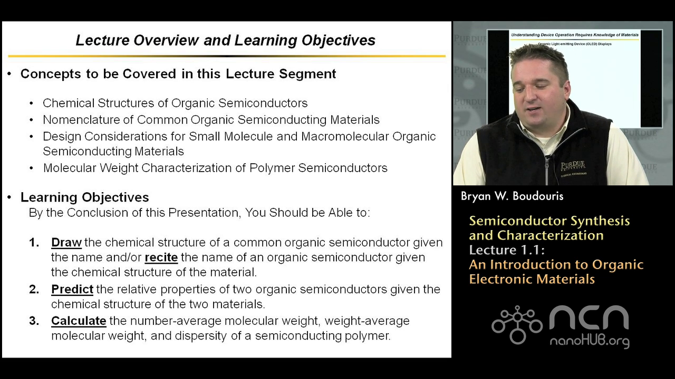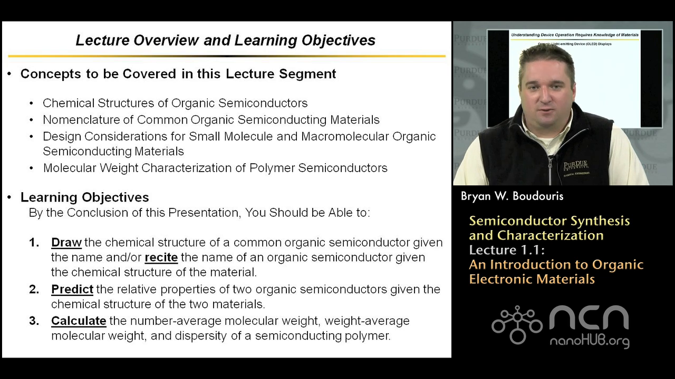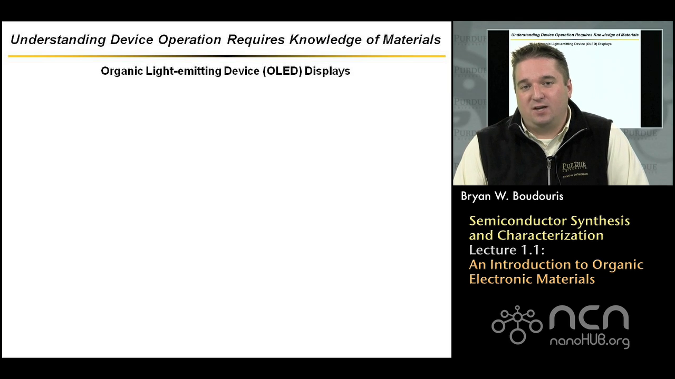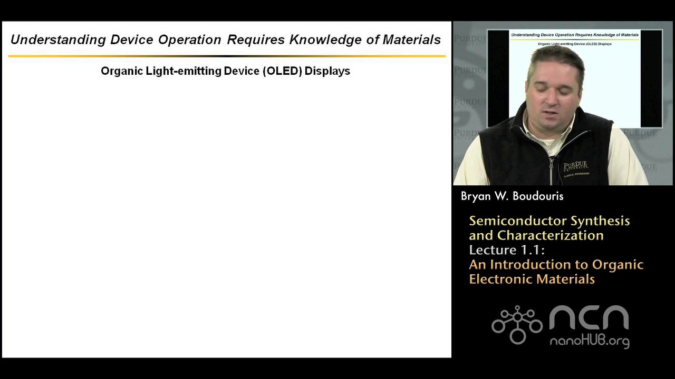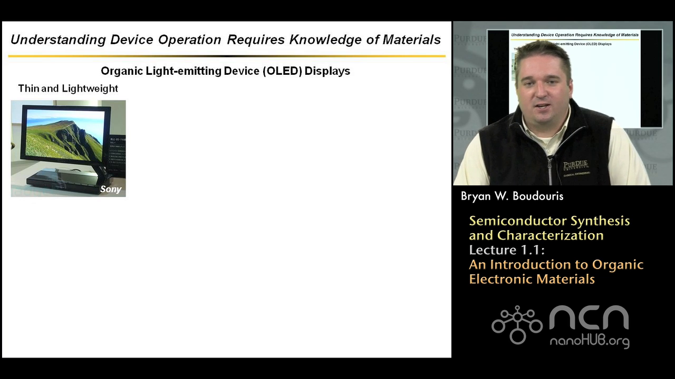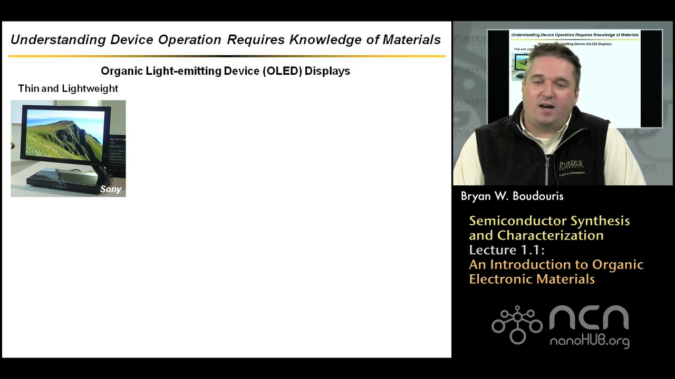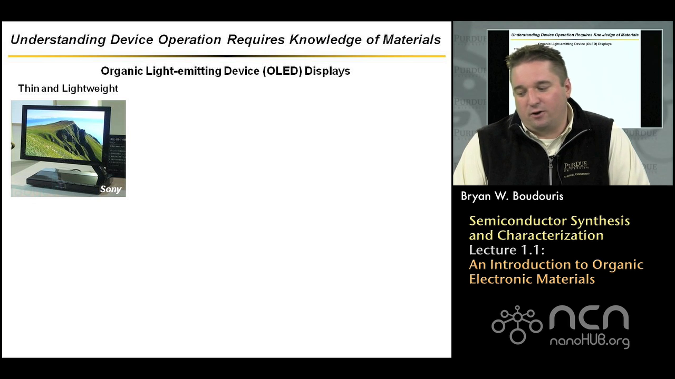Now this all comes back to the idea that we're going to implement these in the devices throughout the course. And one key aspect of organic electronics that's currently in commercial application is organic light emitting devices, or OLEDs. Okay? And you'll see that we'll use these in applications such as TVs, from Sony in this particular example. And these TVs are thin and lightweight. Okay? The thickness of the actual screen is only about the thickness of a credit card.